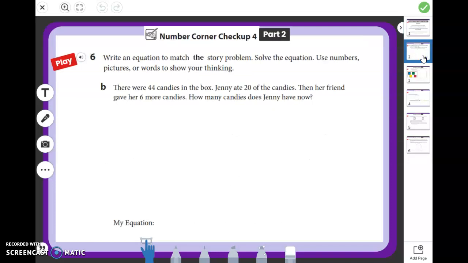On page 2, you will be working on number 6, letter B. Remember, you need to write an equation to match this story problem. You will solve that equation using numbers, pictures, or words to show your thinking. Letter B. There were 44 candies in the box. Jenny ate 20 of the candies. Then her friend gave her 6 more candies. How many candies does Jenny have now? Write your equation on the bottom and show all of your work.